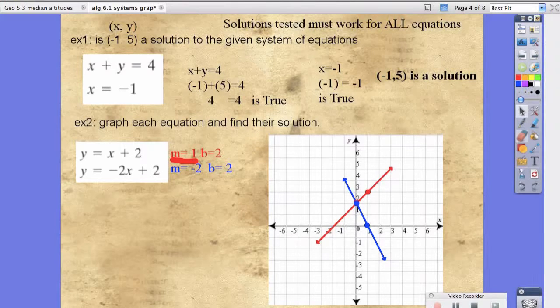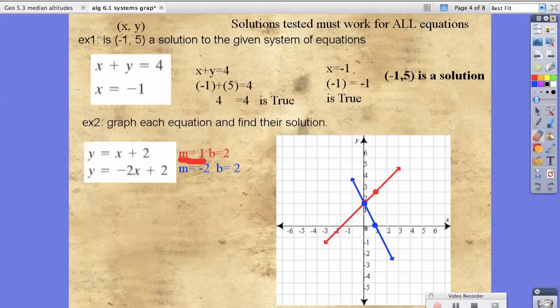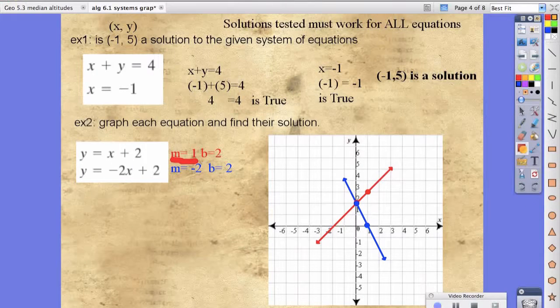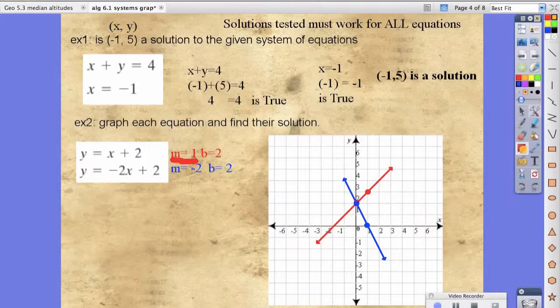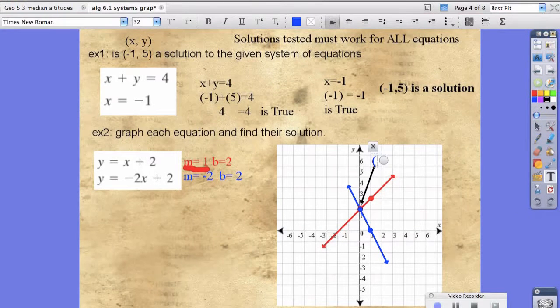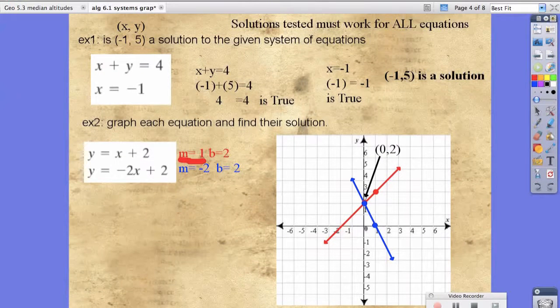Now, the question is, where is the solution? In this instance, it's just asking us where do they both intersect. And if we're paying attention, the solution is quite simple. It's right here where I'm showing you with the black arrow. And that point is 0, 2. Now the solution is at 0, 2. That means at the point 0, 2, this is where both lines intersect.